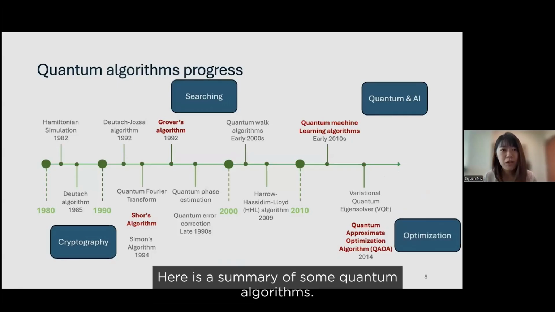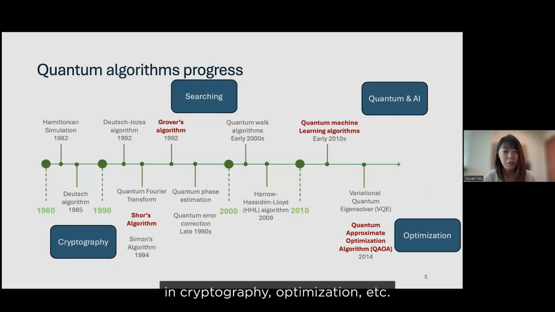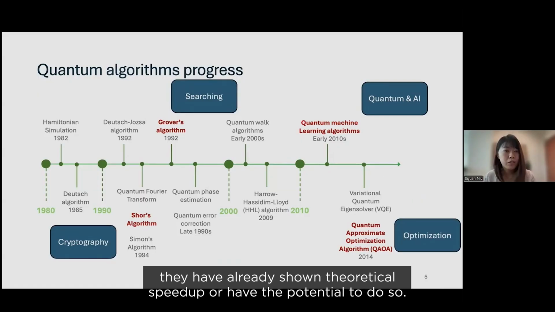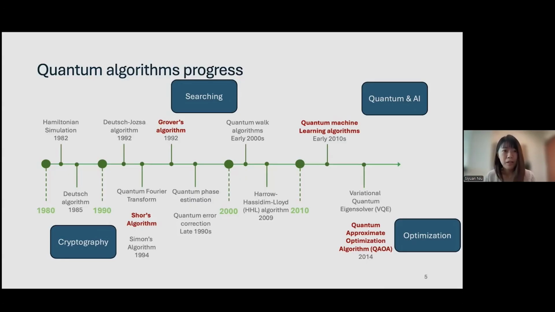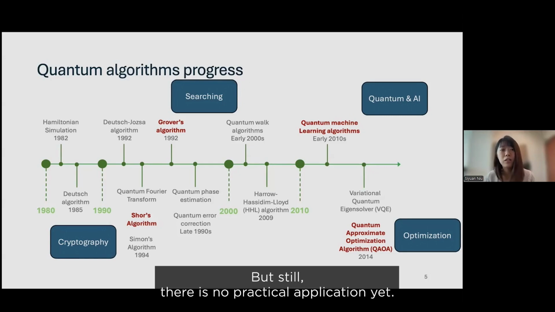Here is a summary of some quantum algorithms. I highlight some important ones with their applications, for example, in cryptography, optimization, etc. They have already shown theoretical speedup or have the potential to do so. That's why we are confident that this technology can work. Seems that we already have the quantum hardware and the algorithms, but still there is no practical quantum application yet.